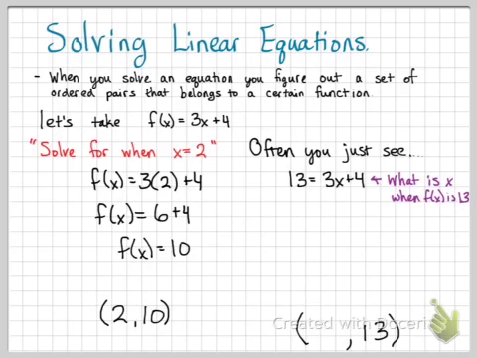So in this case, you already know the second part of the ordered pair. You want to figure out the first one. So 13 equals 3x plus 4, which means that 9 equals 3x if we subtract 4 from both sides, or x equals 3 if you divide both sides by 3. So the point (3, 13) is an ordered pair that belongs to this function, and the point (2, 10) is an ordered pair that belongs to this function.